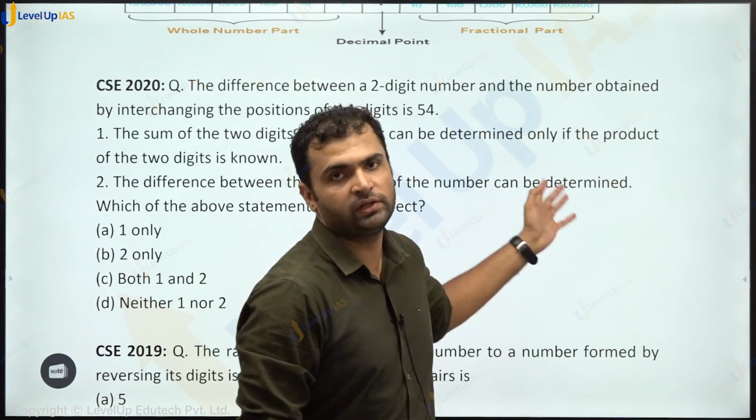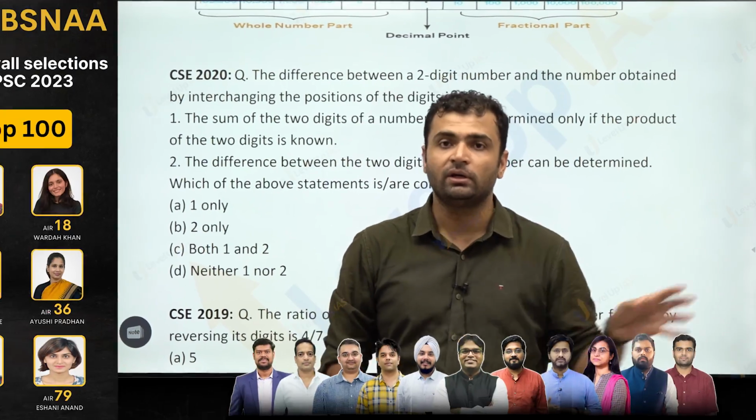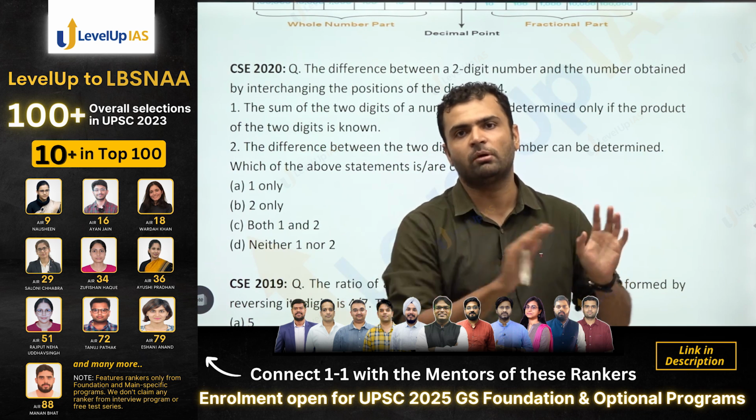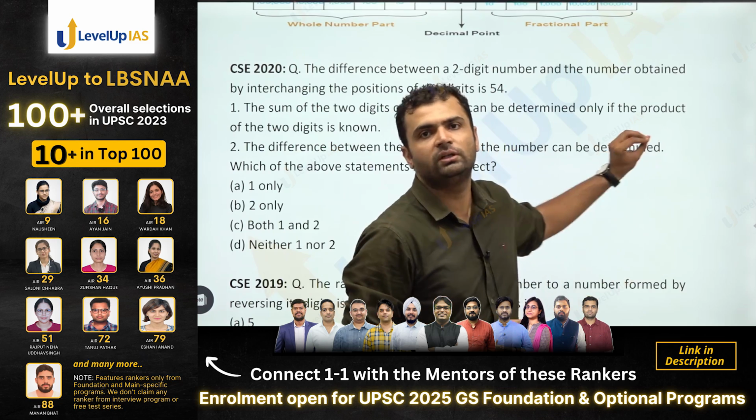And then some property is given, some equation based on that is given. So this is the identifier: number, reverse it, and then some operation based on it. That is the identifier that you have to solve this by place value.